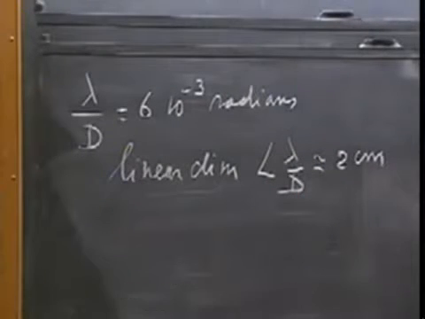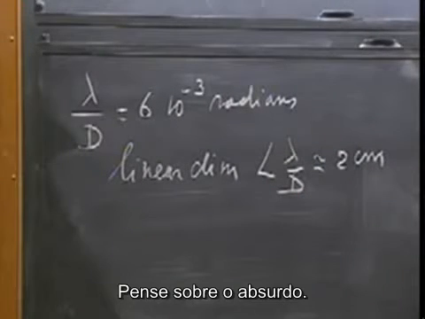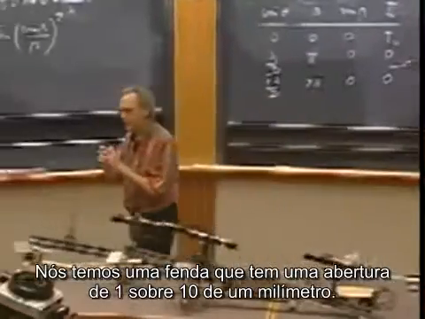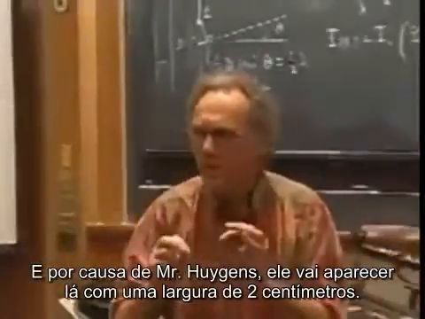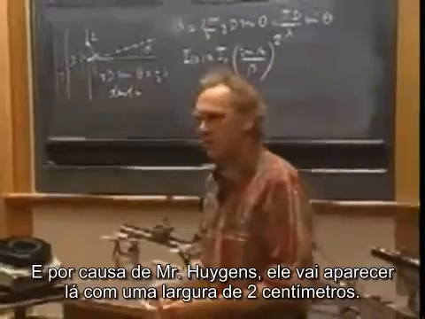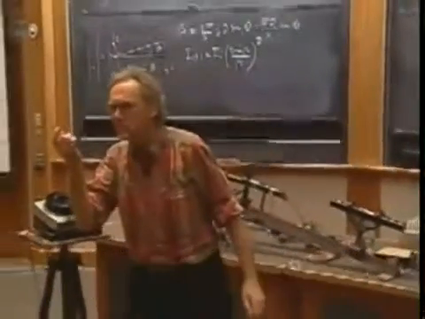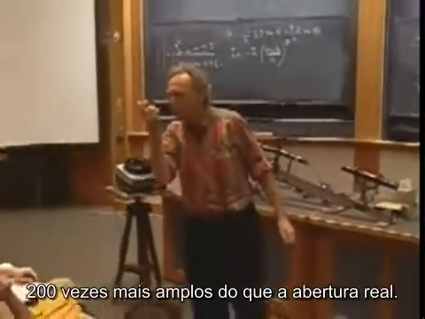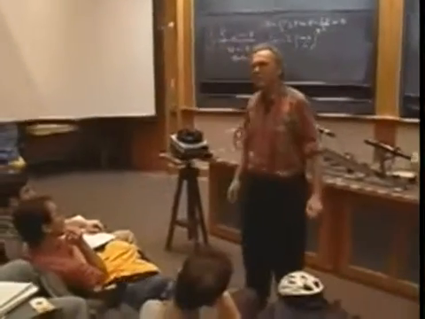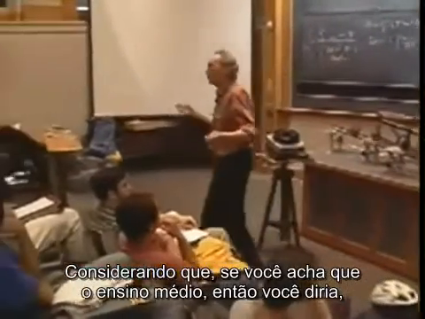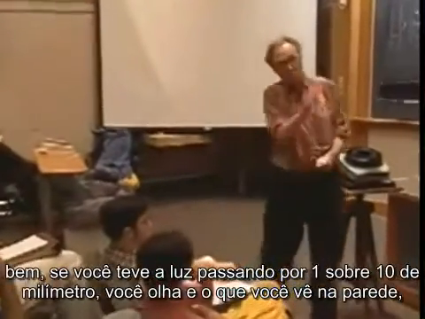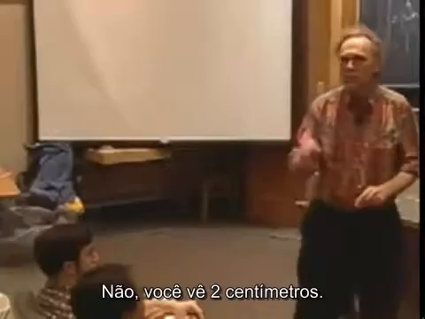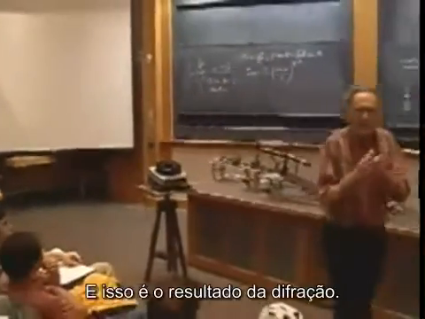Now think about it. Think about the absurdity. We have a slit which has an opening of 1/10 of a millimeter. And because of Mr. Huygens, it will show up there with a width of 2 centimeters. 200 times broader than the actual opening. Whereas, if you would think high school, then you would say, well, if you have light going through a 1/10 of a millimeter, and you look what you see on the wall, you see a 1/10 of a millimeter. No, you see 2 centimeters. And that's the result of diffraction.